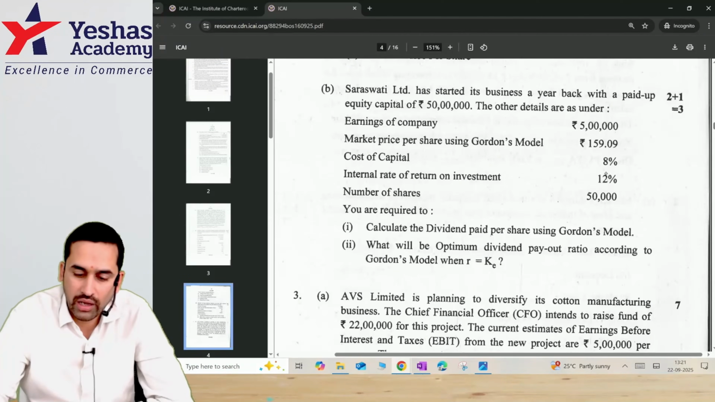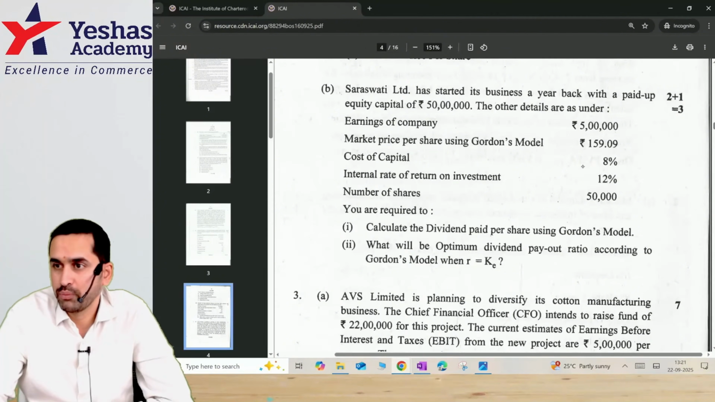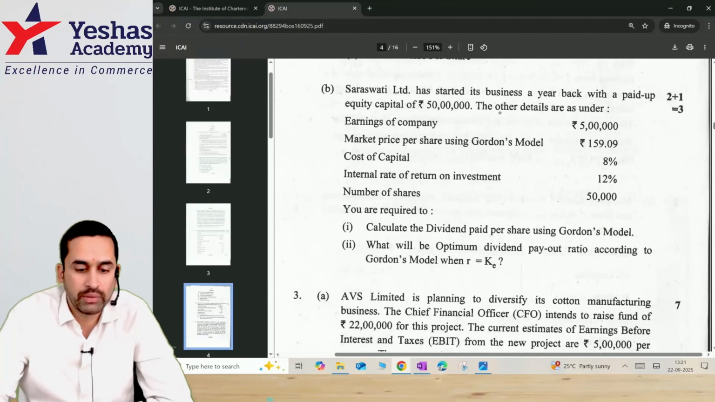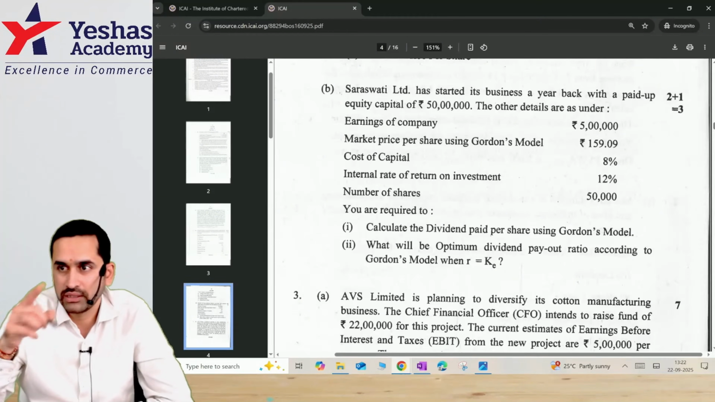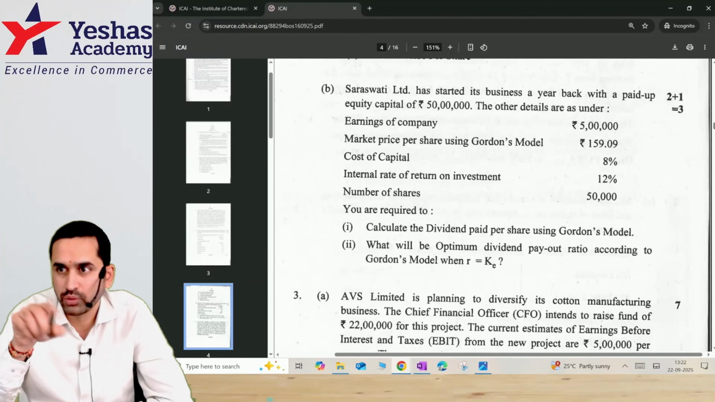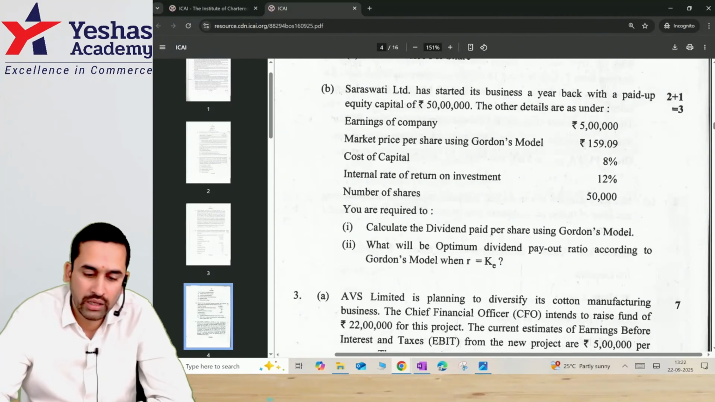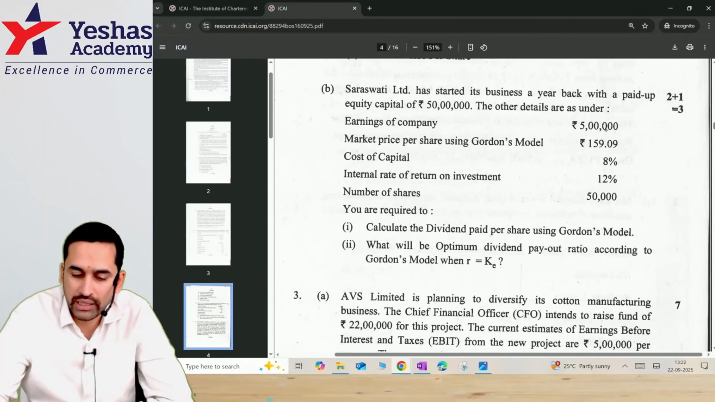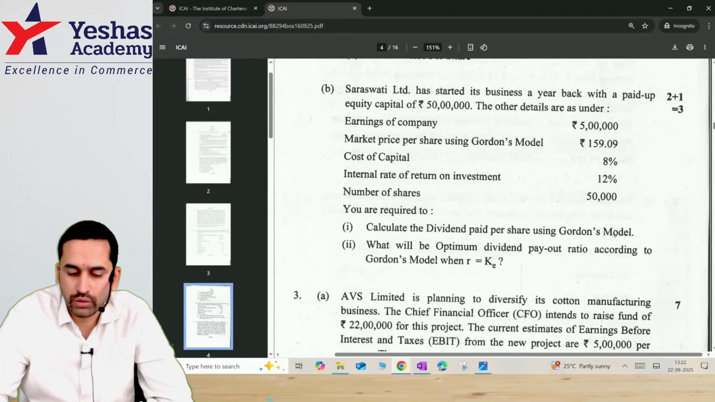Now you notice here R is greater than K. You remember this. If R is greater than K, then it is better to keep more reserve and pay less dividend. But because it is Gordon's model, it can't be zero dividend. That's why they did not let you decide dividend. They gave price already 159. It's a reverse working question. You have to decide D. Number of shares is given. Now from earnings, if you divide number of shares, you get EPS. Correct? Calculate dividend paid per share using Gordon's model.